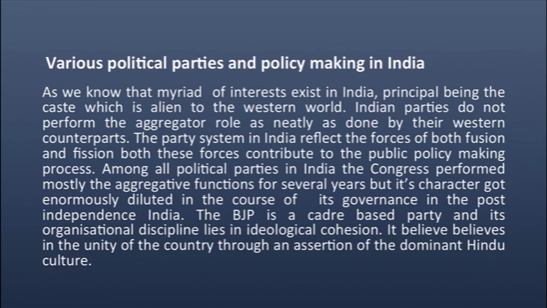As we know, a myriad of interests exists in India, the principal one being caste, which is alien to the Western world. Indian parties do not perform the aggregator role as neatly as done by their Western counterparts. The party system in India reflects the forces of both fusion and fission. Both these forces contribute to the public policy making process. Among all political parties in India, the Congress performed mostly the aggregative functions for several years, but its character got enormously diluted in the course of its governance in post-independence India.